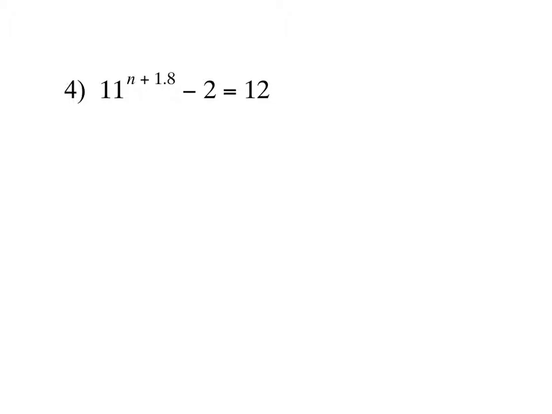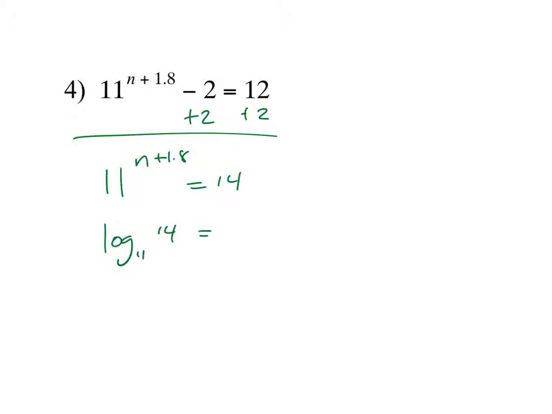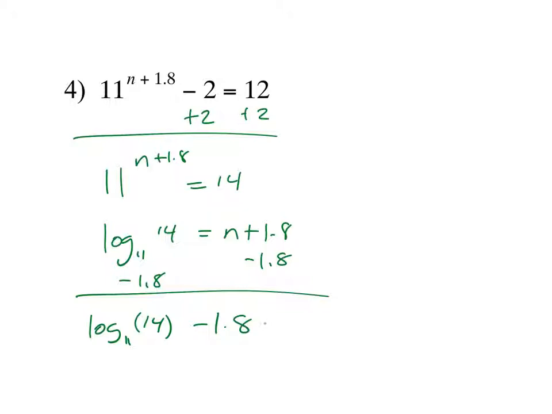First step here, I'm going to isolate wherever I have that variable. So I'm going to add 2 on both sides. So 11 to the n plus 1.8 equals 14. I'm going to rewrite this as a logarithm. So logarithm base 11 of 14 equals n plus 1.8. Now I'm going to subtract 1.8 on both sides. So I have logarithm base 11 of 14 minus 1.8 equals n. So n equals negative 0.6994.